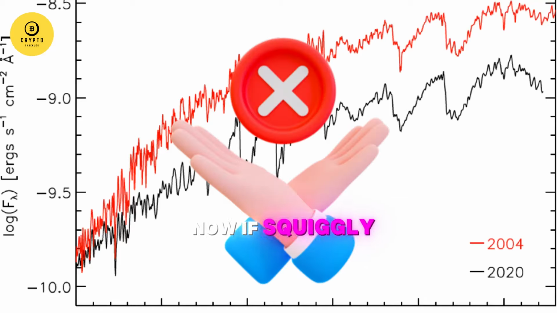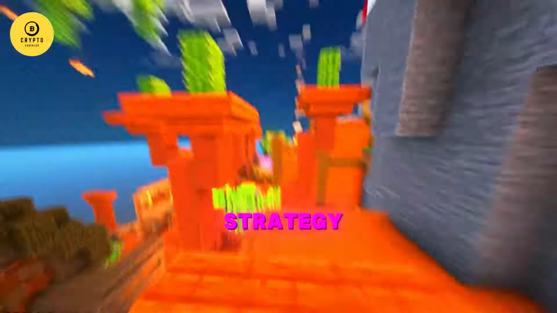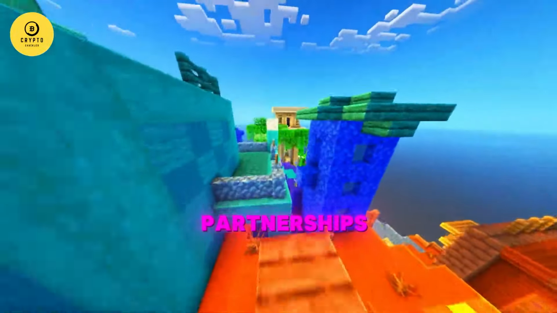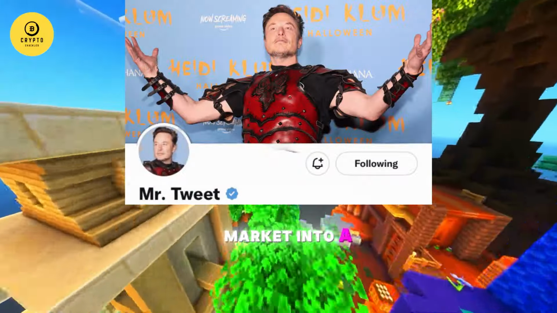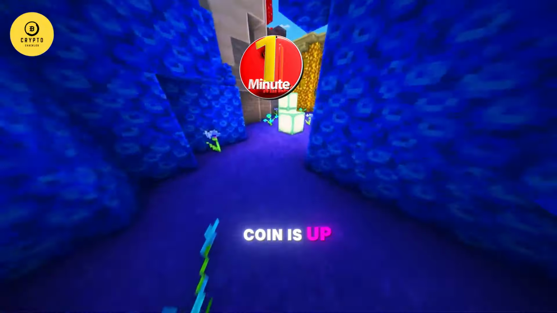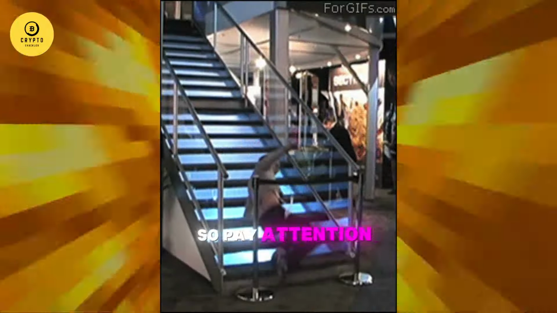Now, if squiggly lines aren't your thing, let's talk fundamental analysis. This involves checking out things like partnerships, news updates, or when Elon Musk randomly tweets and sends the market into a frenzy. One minute your coin is up, and then boom, Elon tweets a dog emoji, and it's all down the drain. So pay attention to the news.